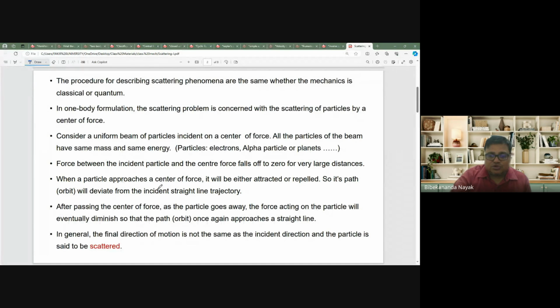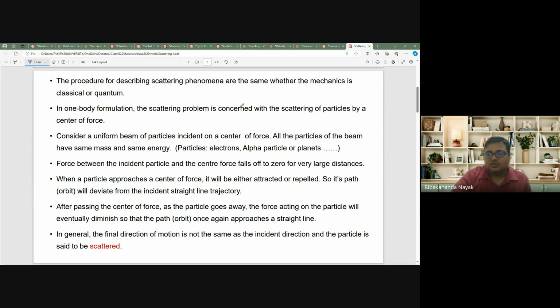When a particle approaches the center of force, it will be either attracted or repelled, so its path will deviate from the incident straight line trajectory. If it is a positive charge particle, it will be repelled by the positively charged nucleus. If it is a negative charge particle, it will be attracted. After passing the center of force, as the particle goes away, the force acting on it will eventually diminish. In general, the final direction of motion is not the same as the incident direction.